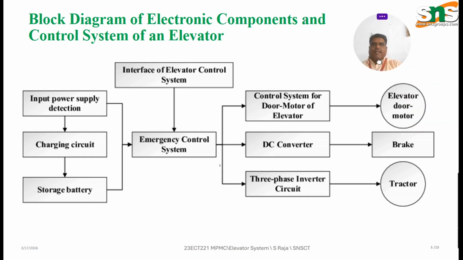So this is the normal block diagram of the elevator control system. As I told earlier, input power supply, charging circuit, and storage battery are the inputs to this emergency elevator system. Then the elevator control system motor is connected to this. Then the outputs are elevator door open and close, brake control, and a track monitoring system.